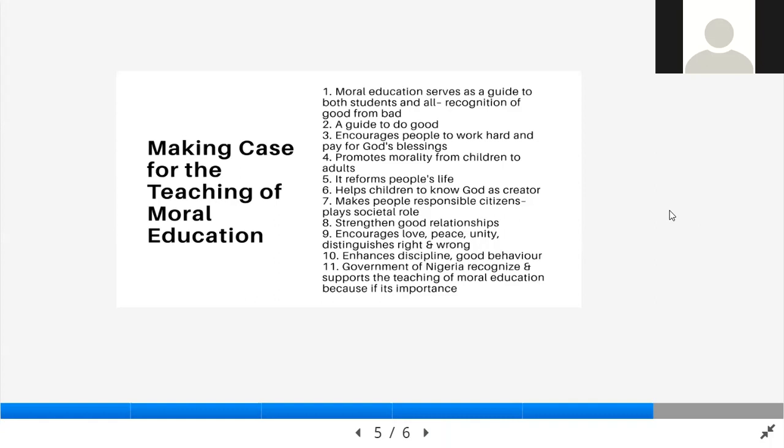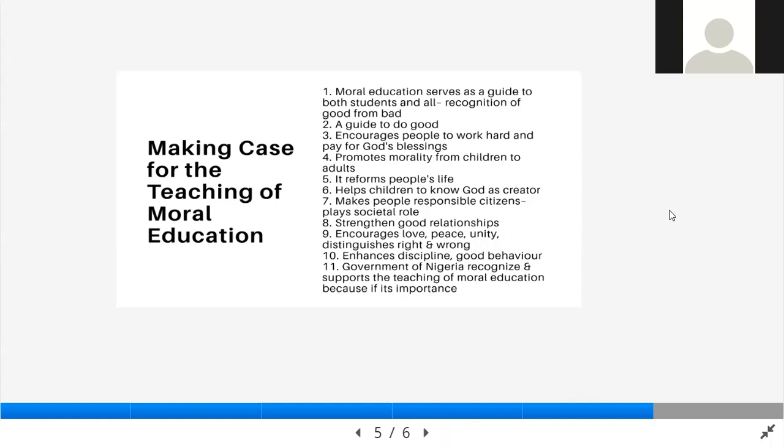Okay. So we are going into making a case for teaching of moral education. Well, moral education serves as a guide to both students and all recognition of good.